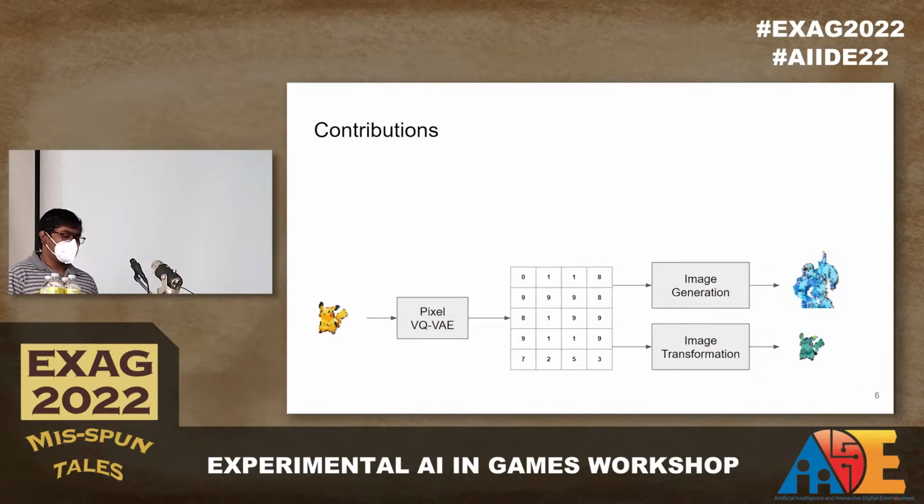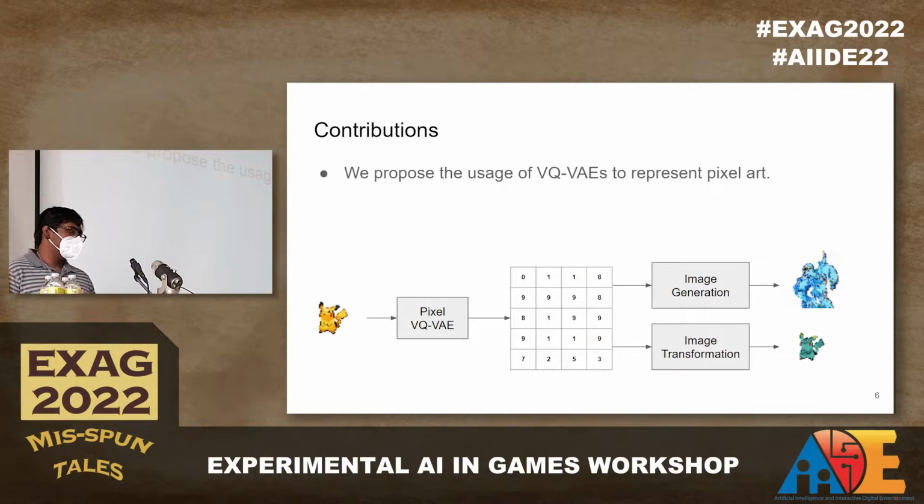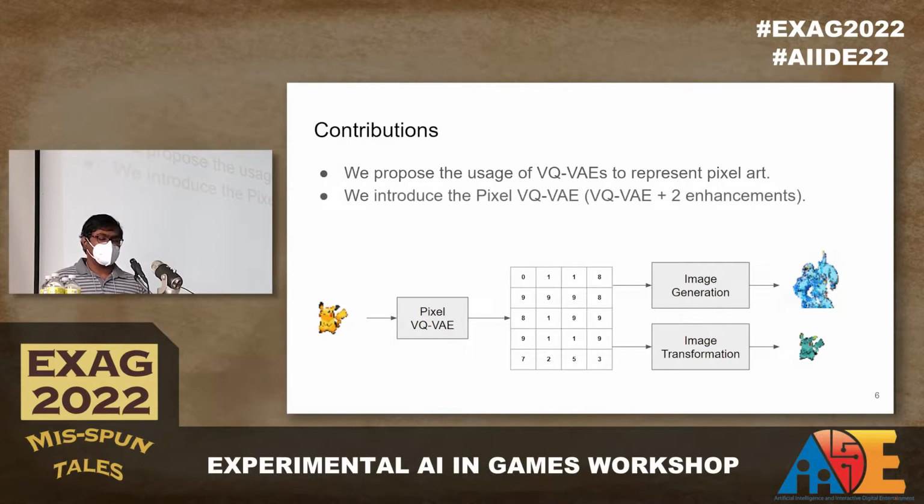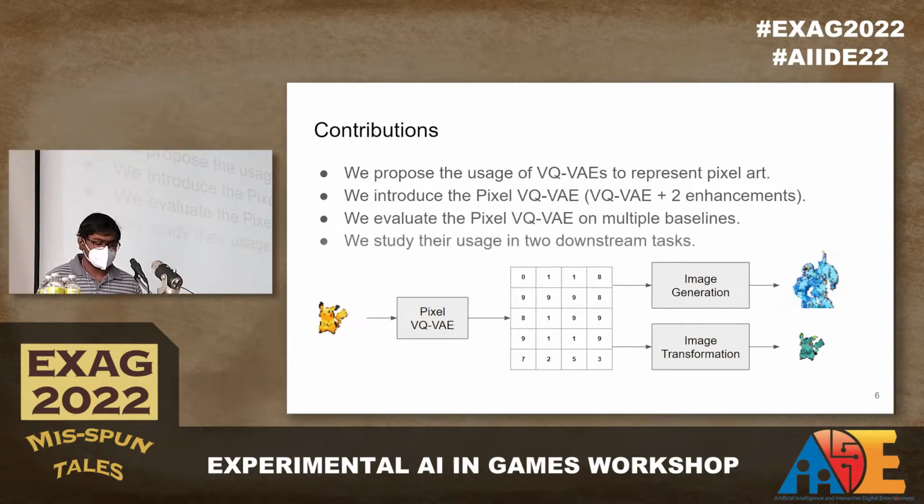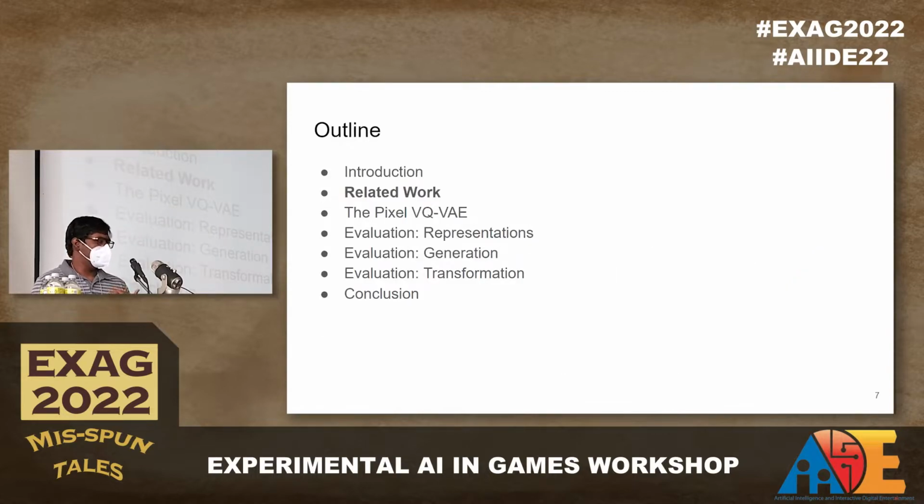So the main contributions of our work here are first the usage of VQ-VAEs for pixel art. I'm going to talk about VQ-VAEs in a bit. We also introduced the Pixel VQ-VAE, which adds two enhancements to the VQ-VAE. We evaluate this on multiple baselines, and we also show its usage in downstream tasks. Quick preview here: we primarily work on the Pokemon dataset, and I go into that in a little time.